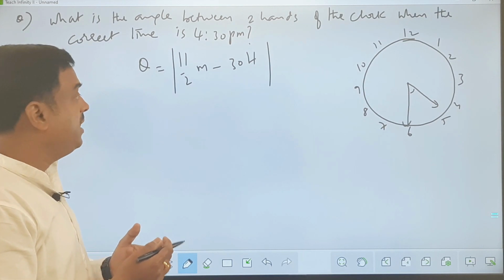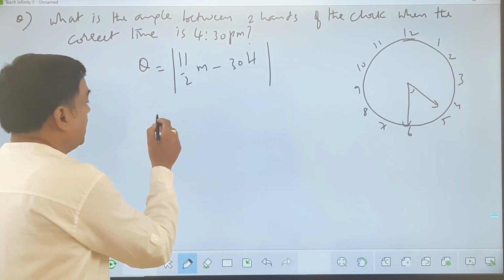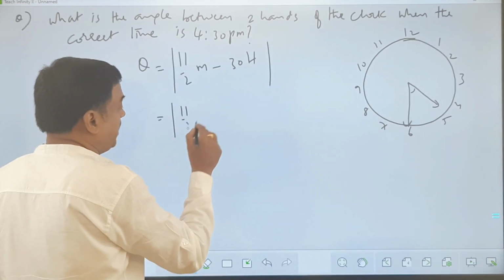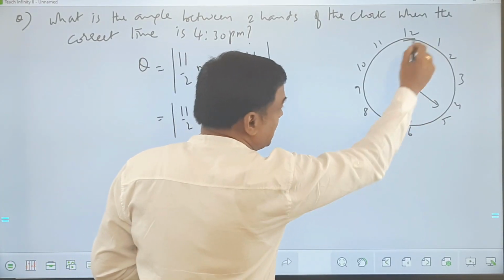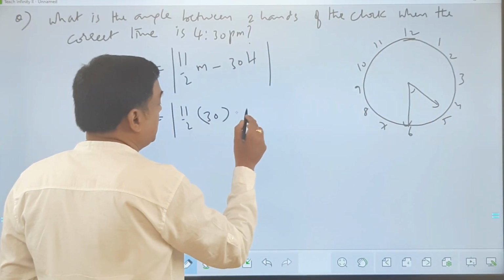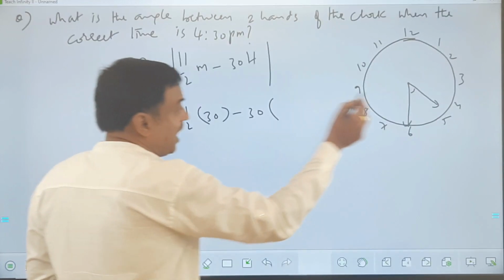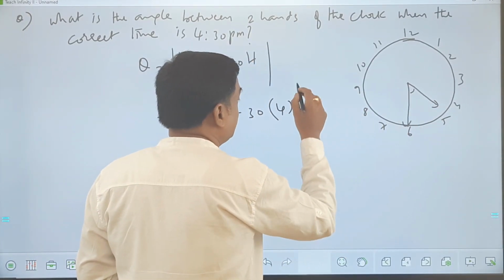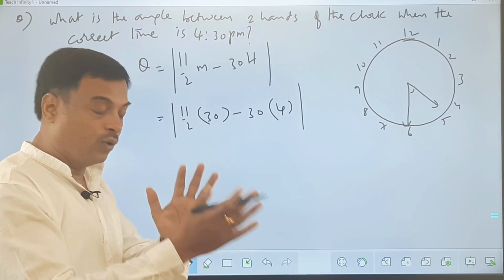Very easy it will be. Here you see how to use the formula: 11 by 2 into minutes. Exactly, minutes is 30, so I'll write 30 here, minus 30 into hour hand. Hour hand is 4 past something, so it is between 4 and 5. So call it as 4.